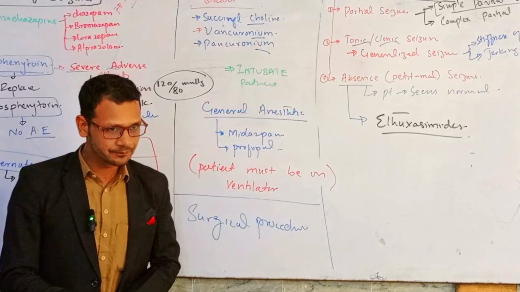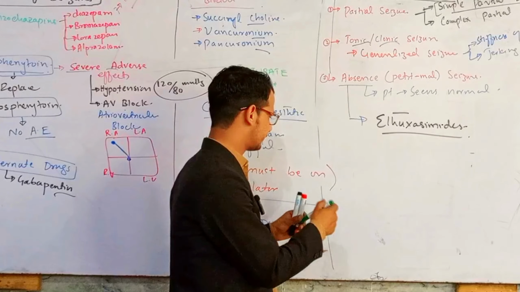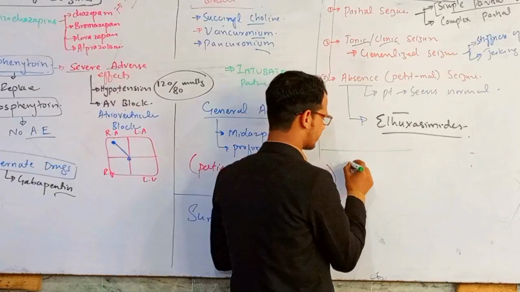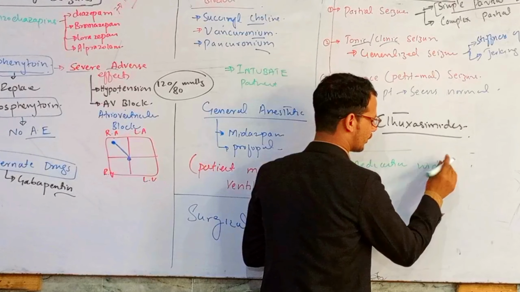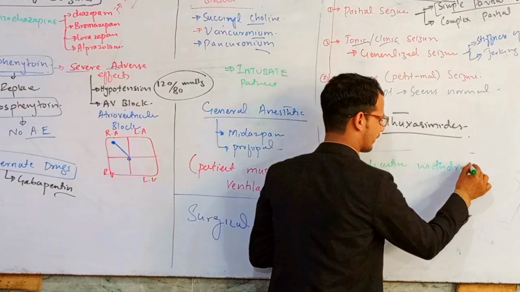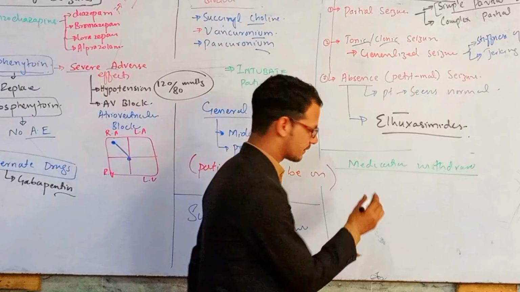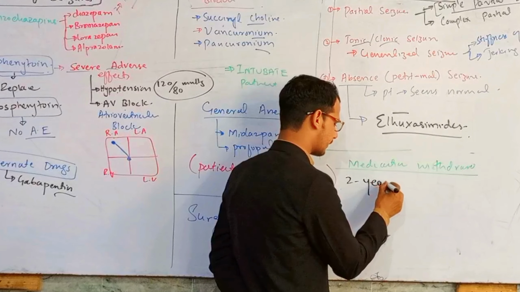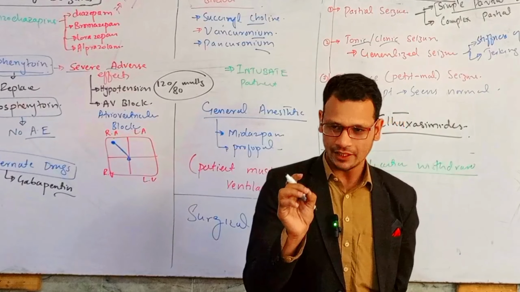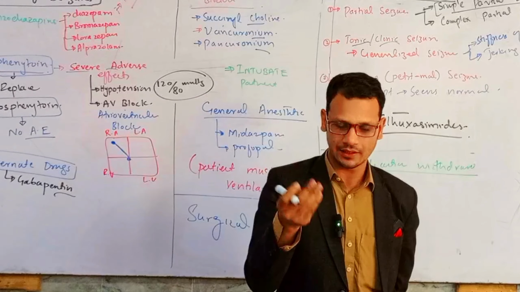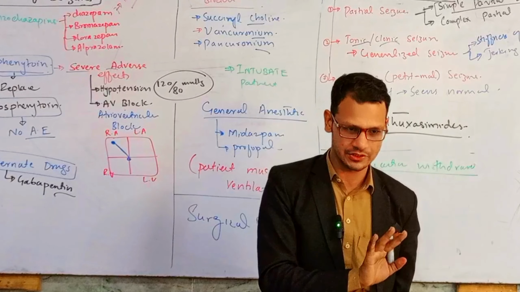This is the treatment of seizures. Now, withdrawal of these treatments, medication withdrawal. How will you withdraw? The treatment must be continued for a minimum of 2 years. If the patient has no seizures in these 2 years, you will now stop the medication.